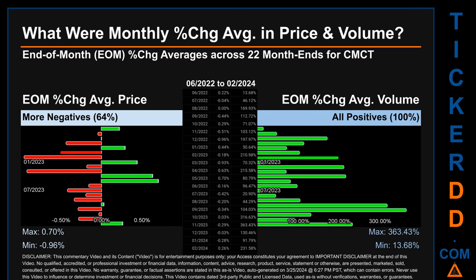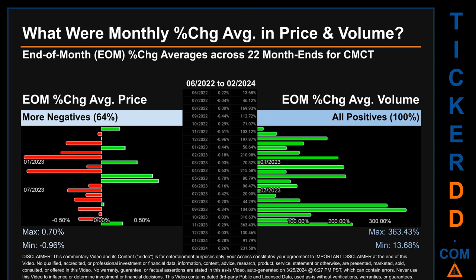From 06/2022 to 02/2024, out of 22-month ends, 14 had a negative percentage change in average price. Meaning 64% of month ends saw a negative percentage change in average price. In terms of volume, 22 out of 22-month ends had a positive percentage change. That is 100% of month ends saw a positive percentage change in average volume.